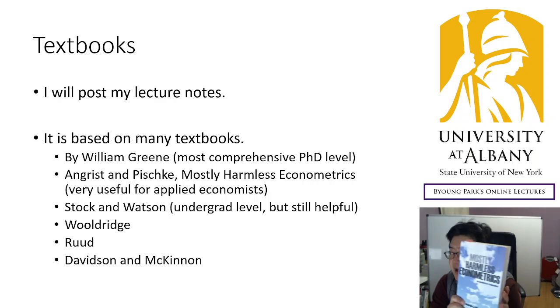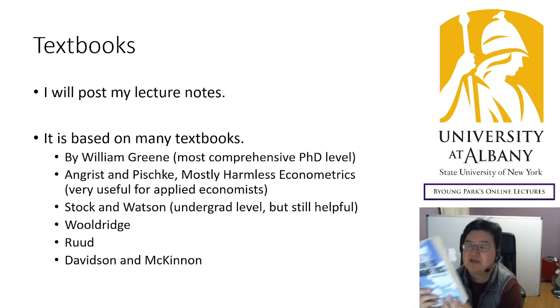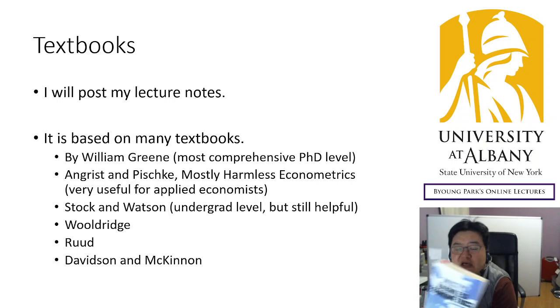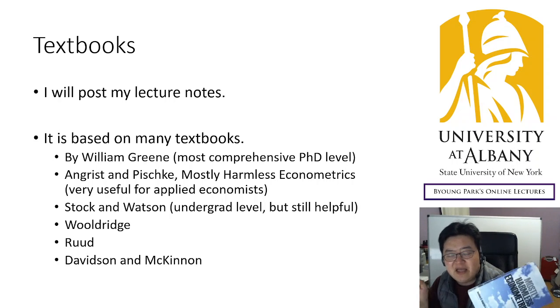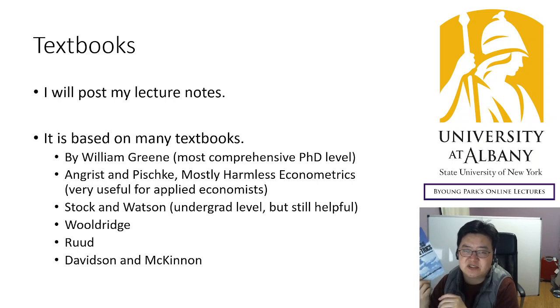The second textbook I would recommend is Mostly Harmless Econometrics. This is a small book and it's inexpensive, less than $30 on Amazon. The authors are Joshua Angrist and Pischke. Angrist is a professor at MIT, and he received the Nobel Prize last year, in 2021. This book is very useful for applied economists, and I guess most of you are going to be applied economists. Then maybe this book is a must read.